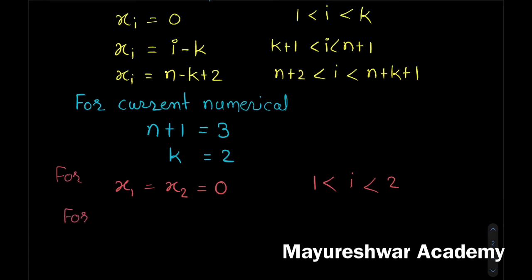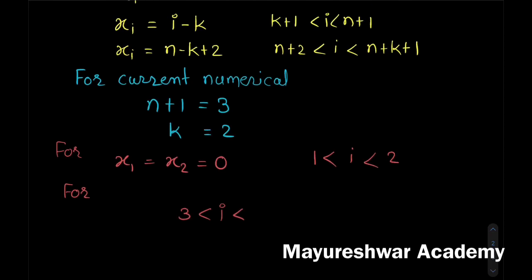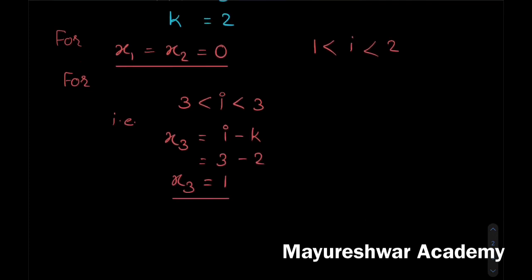Similarly, this is for i between k plus 1, which in this case is 3, and n plus 1, which is again 3. So x3 will be equal to i minus k, and the value of i in this case is 3. Similarly k is 2, so x3 comes out to be unit value. We need to note this: x1, x2 are 0, x3 is unit value.